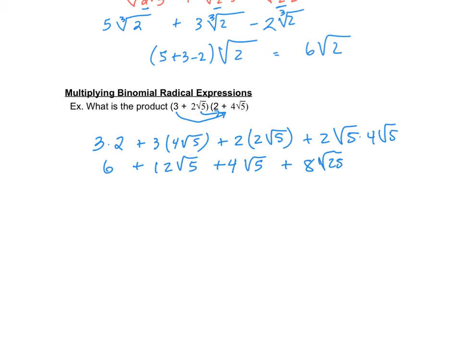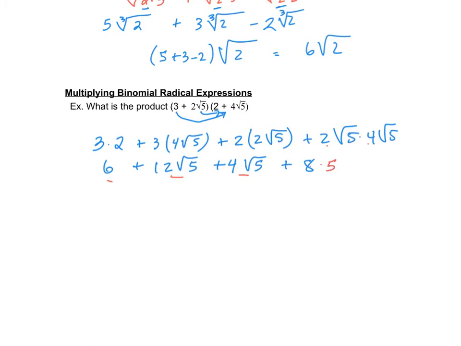Okay, now I've gone ahead and simplified my expressions, and I want to show you here where I have 2 times 4 is 8, then square root of 5 times square root of 5 is going to be the square root of 25. So right here, what I can do is simplify this. Instead of 8 square root of 25, we know that that is going to be 8 times 5.